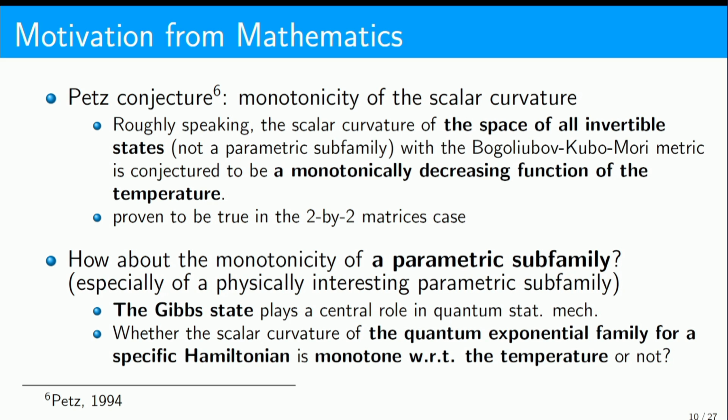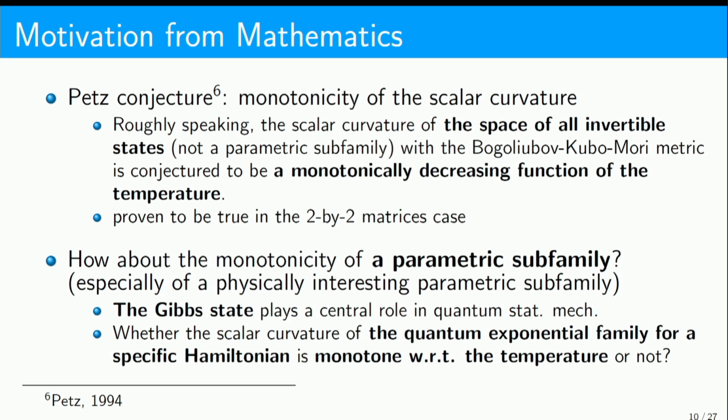And the conjecture is about the monotonicity of the scalar curvature. Roughly, and partly physically speaking, the conjecture states that the scalar curvature of the space of all invertible states, not a parametric subfamily, equipped with the Bogoliubov-Kubo-Mori metric is conjectured to be a monotonically decreasing function of the temperature. And the conjecture has been proven to be true in the 2x2 matrices case, the two-level system.